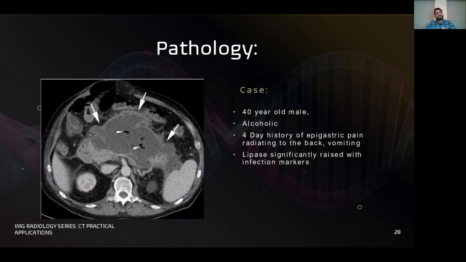So in this particular case, you've got a 40-year-old male. He's an alcoholic, 4 days history, they're all alcoholics, sorry. 4 days history of epigastric pain, radiating to the back, he's vomiting. He's ignored his symptoms for a couple of days, come in a bit late. His lipase is significantly increased with infection markers. You're worried for this patient. He doesn't look well. It looks abnormal. What do you think is going on here?